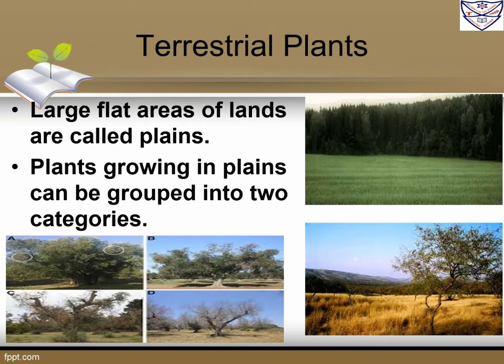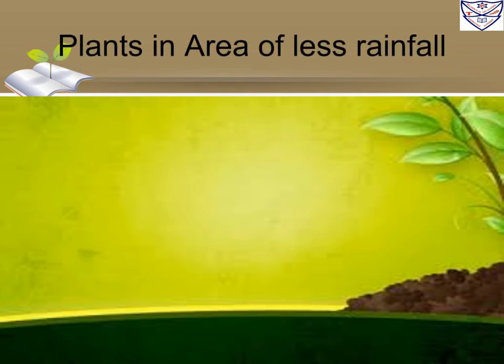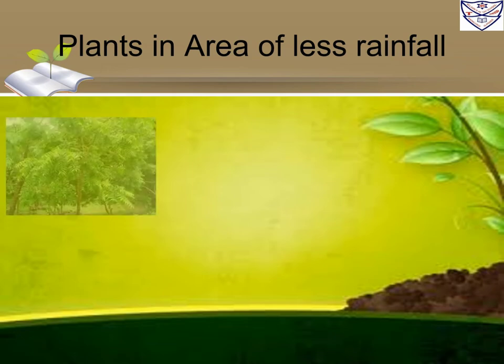Here in this picture you can see the different kinds of plants according to their region. They adapt to the natural conditions of that area to be able to survive there. For example, coconut tree we cannot find in desert area because desert receives very little rainfall. Now plants in plains. Plants that grow in plains can be grouped into two categories. Plants in area of less rainfall.